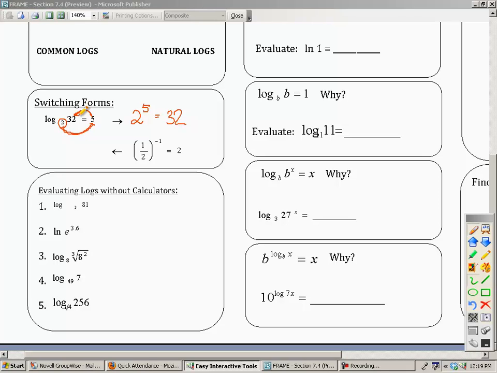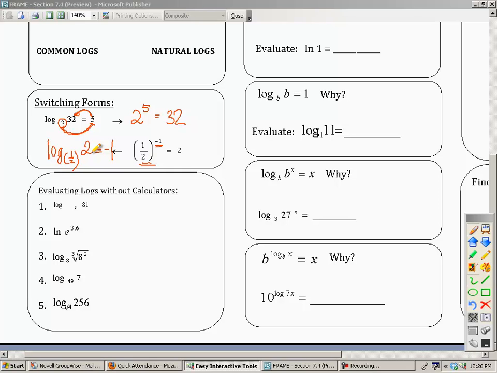Now, if I go backwards, I'm going to start with my base. I'm going to say this is log with a base of 1/2. Make sure your base is a small number just below the log. The exponent is always the answer, so it's going to equal -1, because the exponent is always the answer. And 2 goes in next to the log. That's the harder part.